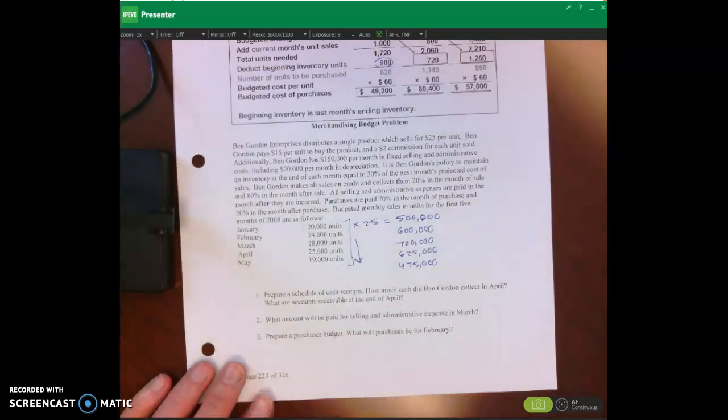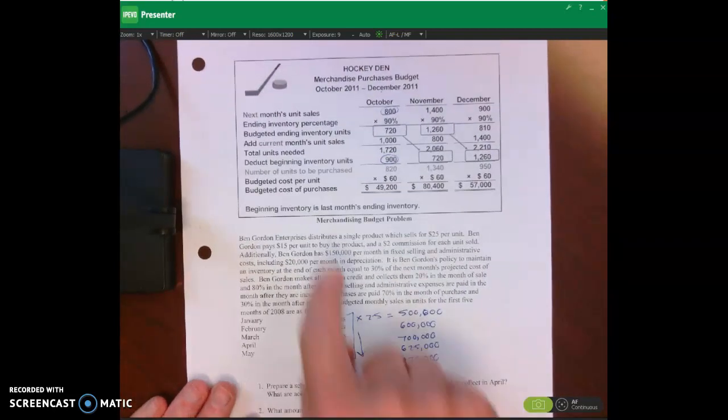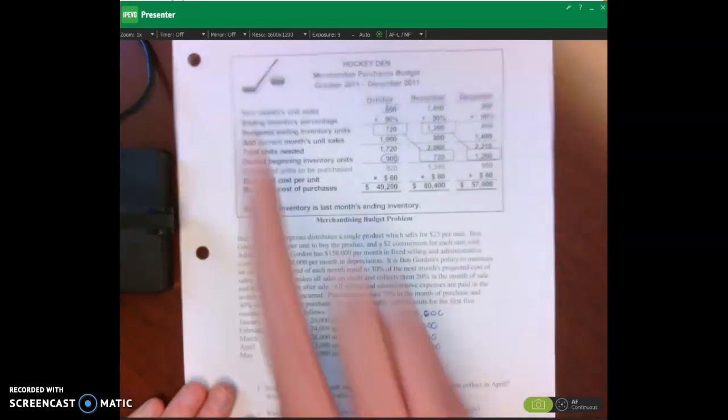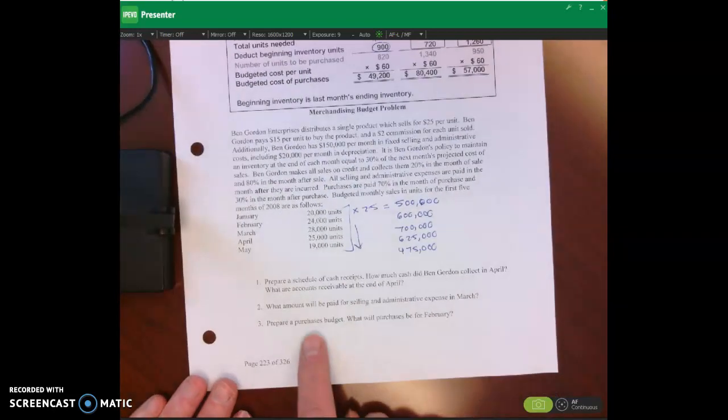So what I want you to do now, following this example right up here, is do a purchases budget and tell me what purchases will be for February. So give it a try.